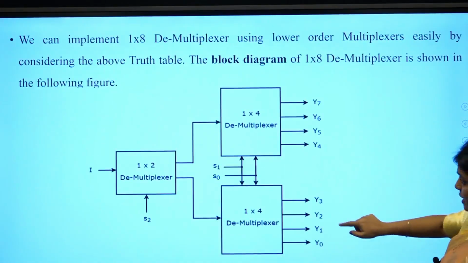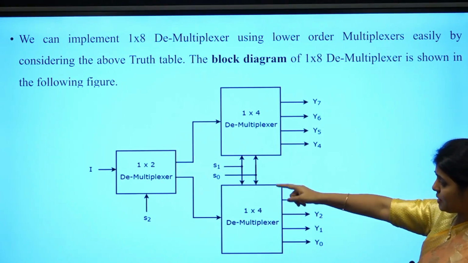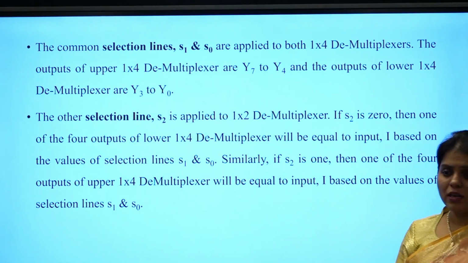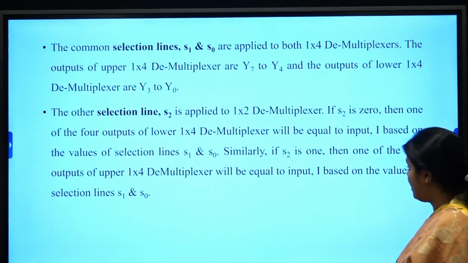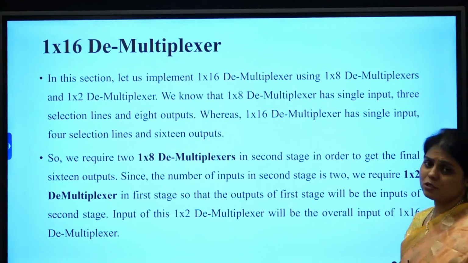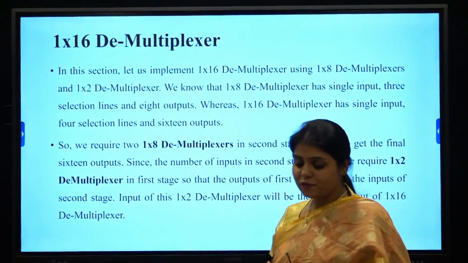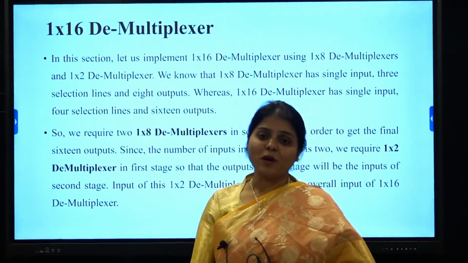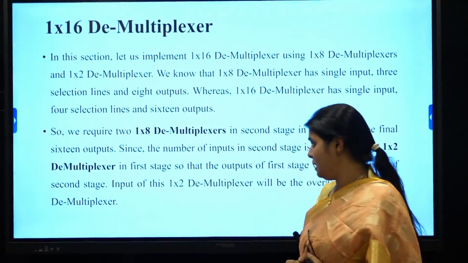Okay, the select lines S0, S1 are commonly given to the lower and upper demultiplexer, and S2 is given to the 1/2 demultiplexer. So this is all about the 1/8 demultiplexer. The last circuit that we are going to discuss today is the 1/16 demultiplexer. As we have seen in the multiplexer, the 1/16 is designed using two 1/8 demultiplexers and one 1/2 demultiplexer.